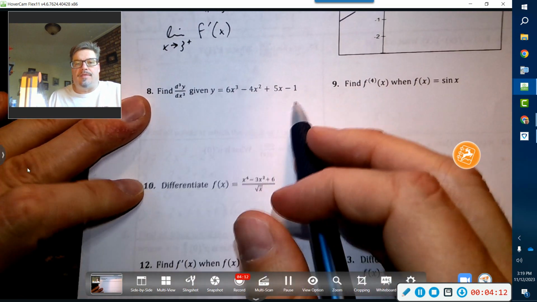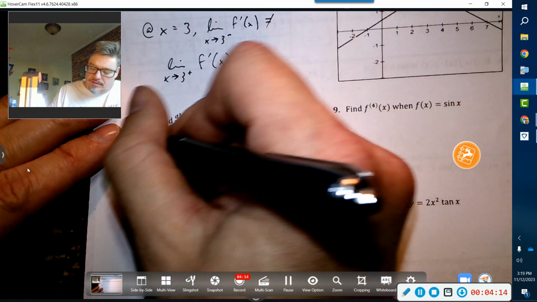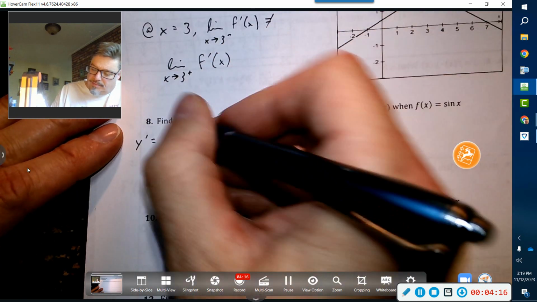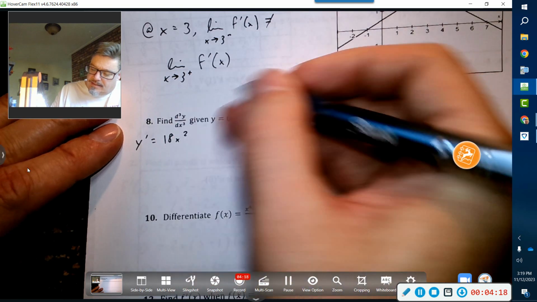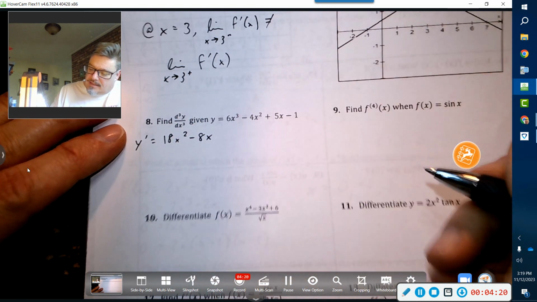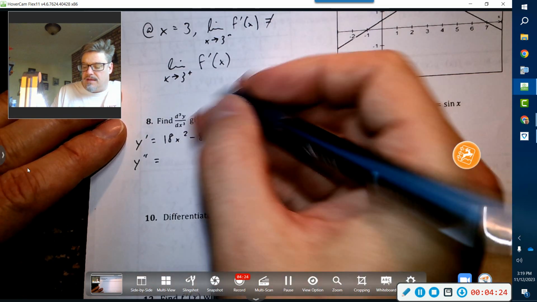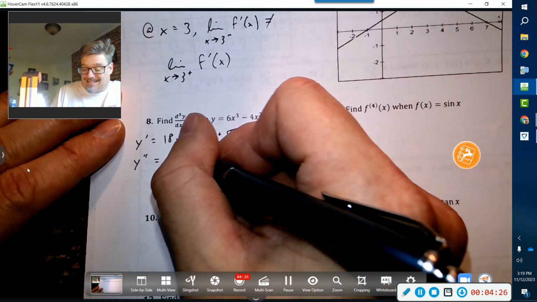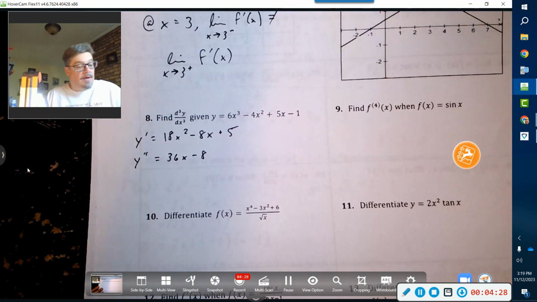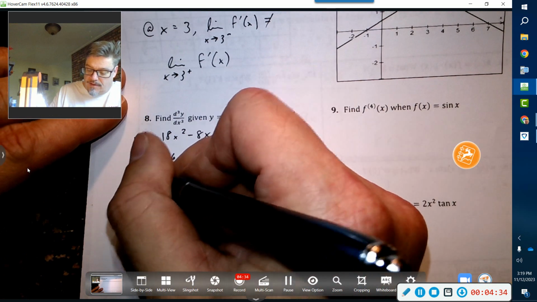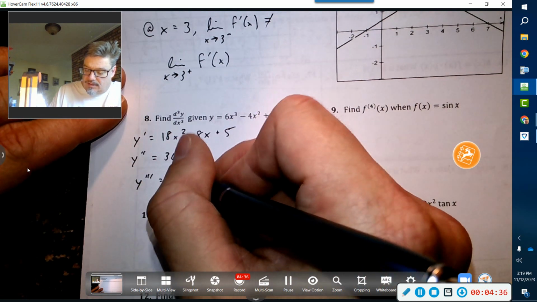Okay, so we want the third derivative of this, so let's do the first. That'll be 18x squared minus 8x plus 5, no problem. Y double prime would then be 36x minus 8. Alright, and then that's it. So the third derivative is 36.